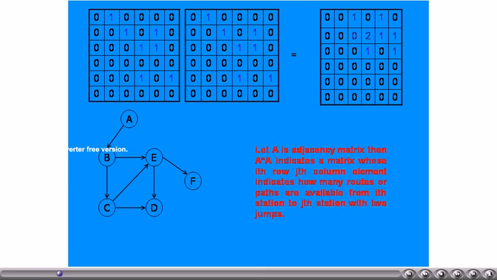That is, we can traverse via B to C and D, or B to E and D. So that way we can physically verify. This number 2 indicates that from B to D there exist two routes with two jumps, that is, by traversing two edges we can reach from B to D. What are those paths? B to C, C to D, and similarly B to E and E to D. Like this, the resultant matrix will convey this information.